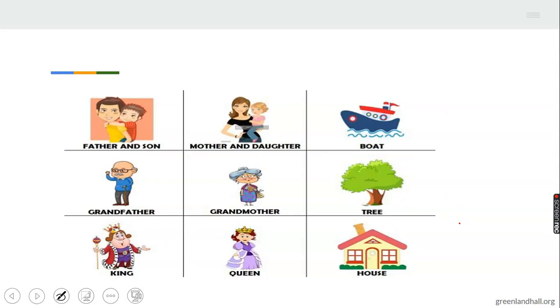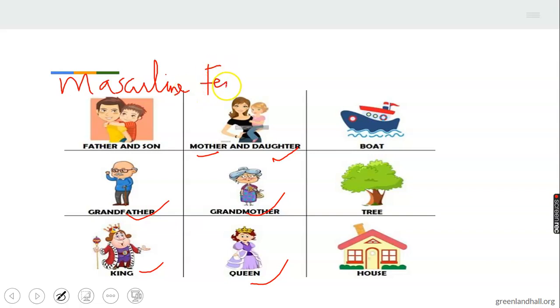Look at this. Father and son. Then the feminine will be what? You have to take it one after the other. The feminine of father is what? Mother. And the feminine of son is what? Daughter. So father and son will be mother and daughter. Look at this. Grandfather will be what? Grandmother. Look at this. King will be what? Queen. Okay, these are masculines. And these are all parts of the feminine gender.